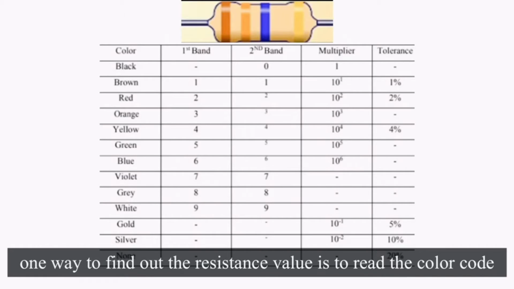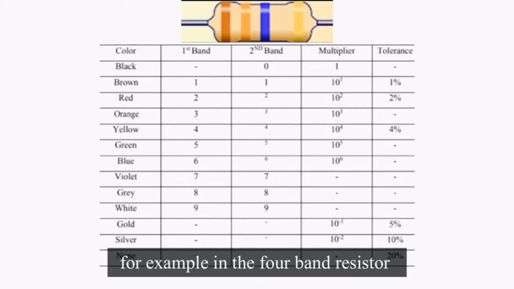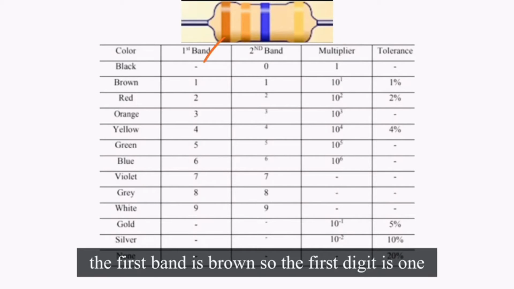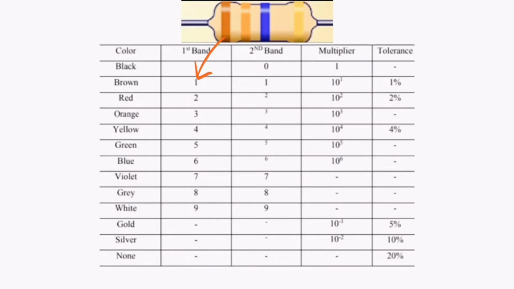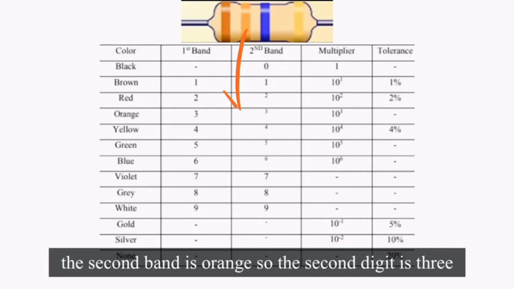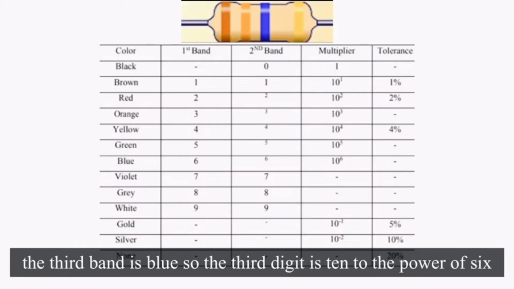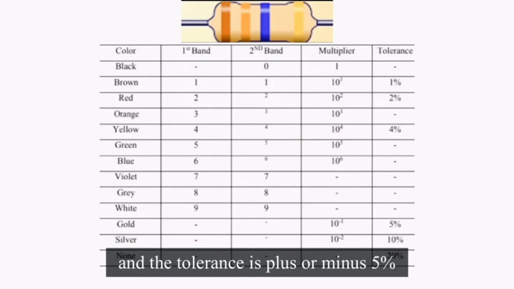One way to find out the resistance value is to read the color code. For example, in a 4-band resistor, the first band is brown, so the first digit is 1. Then the second band is orange, so the second digit is 3. The third band is blue, so the multiplier is 10 to the power 6. And the tolerance is plus or minus 5%.